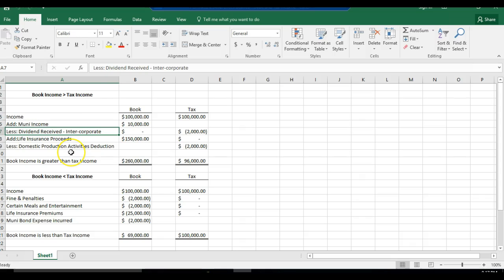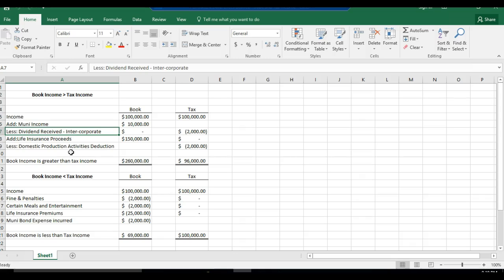We normally include dividends for both tax and book, but in this case, the tax code allows us to deduct what's called intercorporate dividends, dividends received within our own company. It allows us to take a deduction for tax purposes, but not for book.